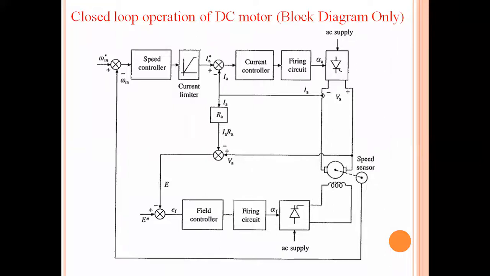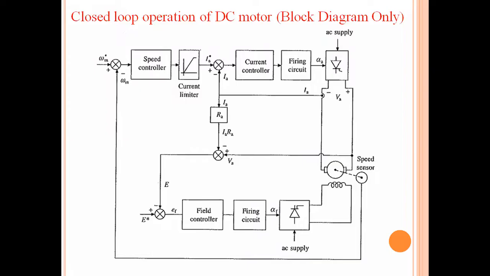Good afternoon, everyone. Now we will discuss the concept of closed loop operation of DC motor, only block diagram. And this is the block diagram of DC motor with a closed loop operation. And you can see here, I have represented this motor as a separately excited motor. See, this is the field winding and this is the armature of the motor. So I have considered a separately excited DC motor.